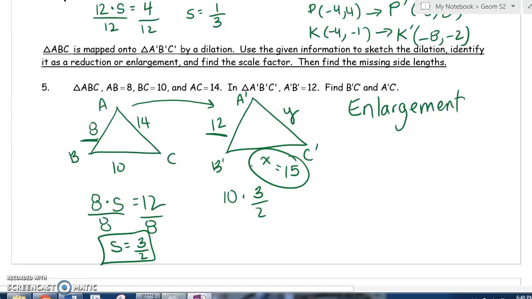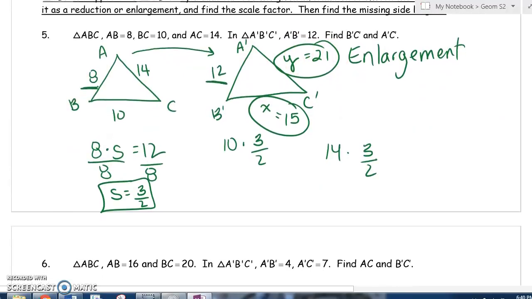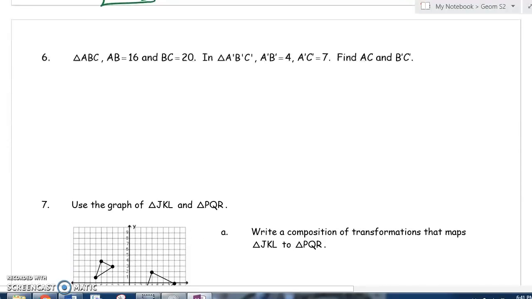And then you're going to do the same thing for the other side. AC is 14. You're going to do 14 times 3/2 to make it 1.5 times bigger, and you're going to get 21 for that missing side. So you have to find the scale factor, and then you can multiply the other sides to find out what the new sides are. All right, let's move on to the next one.